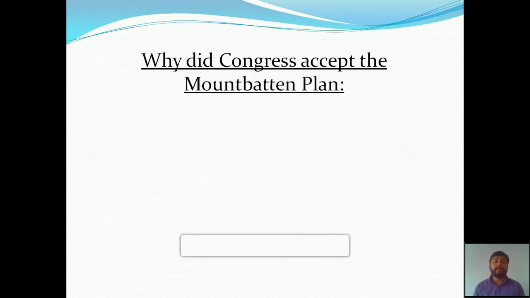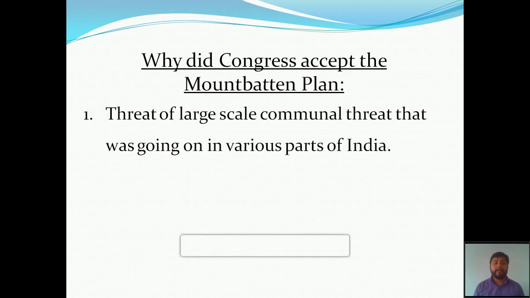So now let's move to the next part of the chapter, that is about why did Congress accept the Mountbatten plan. First of all, there were a number of problems going on in different parts of the country, especially communal threat and violence. So they understood that they would not be able to control the people who were fighting for the freedom, as well as another fact was that there were a number of communal violence, and all those communal violence were just because of the partition of the country into India and Pakistan.